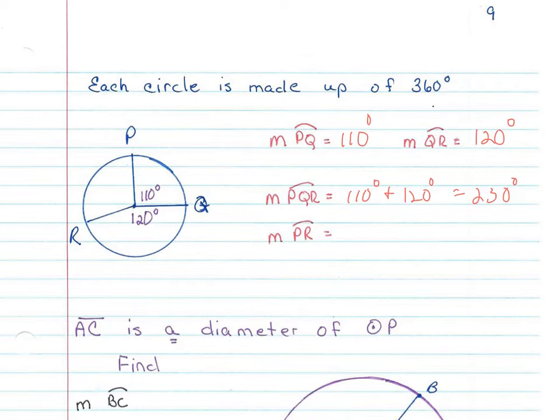And the measure of arc PR. What would we do to get the measure of arc PR? Add the 2 arcs and subtract. All right, we know what PQR is. We can subtract that from 360 degrees. So the measure of arc PR is 130 degrees. Good.